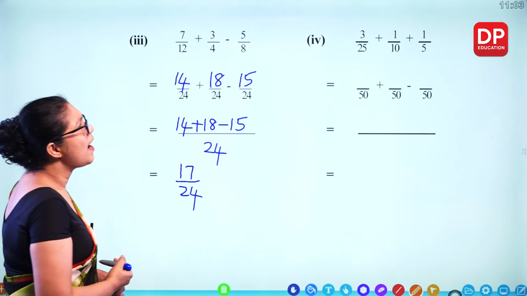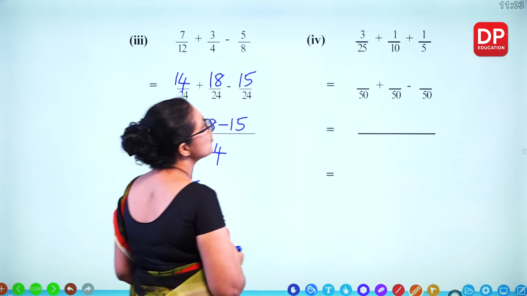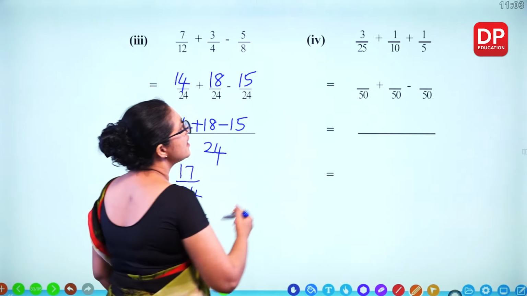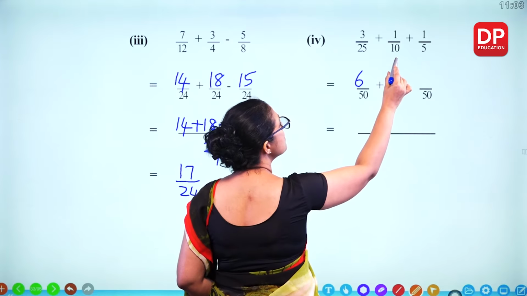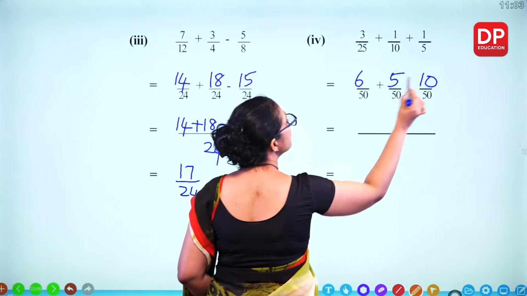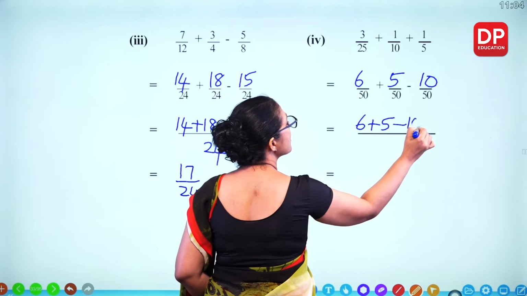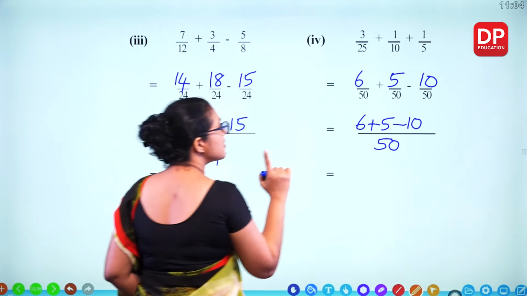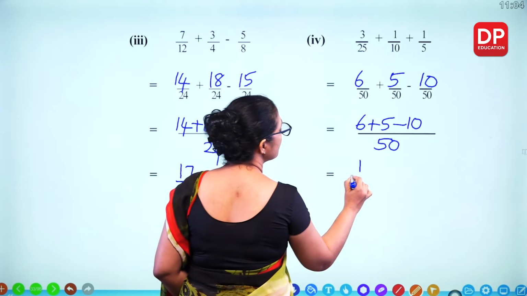25, 10 and 5. What's the common one? That's 50. So you need to multiply this by 2. 2 times 3, 6. Here multiply this by 5. Here multiply this by 10. Now same denominator, you can just add and subtract the numbers. 6 plus 5, 11. 11 minus 10, that's 1.